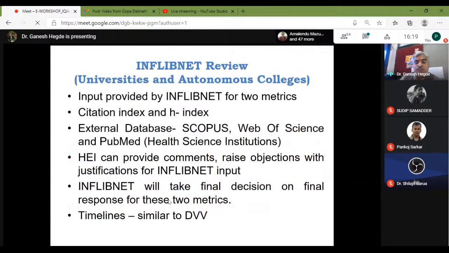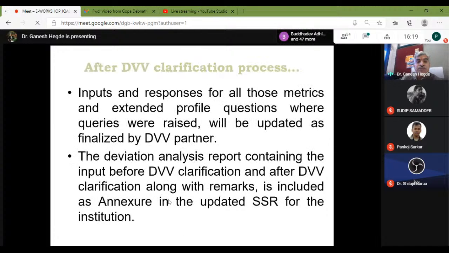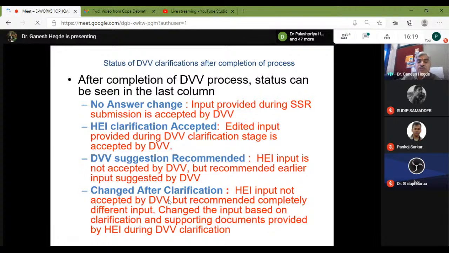INFLIBNET data with respect to research will be taken up for the universities and colleges. A timeline will be available for clarification and uploading documents. An extension of time will be given for DVV clarification in view of the COVID-19 situation, and there is no second level clarification. Only one level of clarification will be done. Inputs and responses for all those metrics and extended profile questions where queries are raised will be uploaded by the DVV partner. After completion of the DVV process, the status can be seen in the last column.